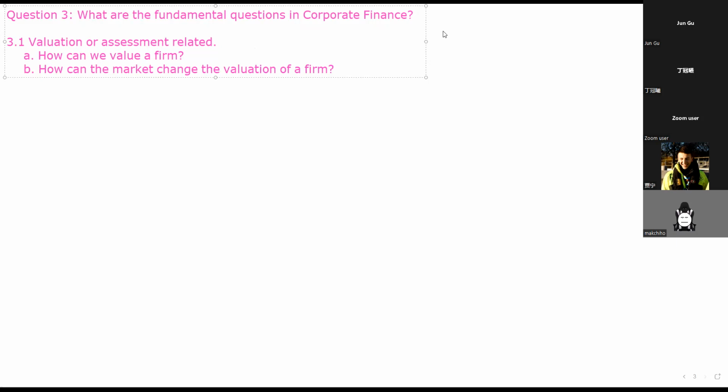For example, why can a firm's stock price be different between Hong Kong and China? It's very common, right? And also about the market change.